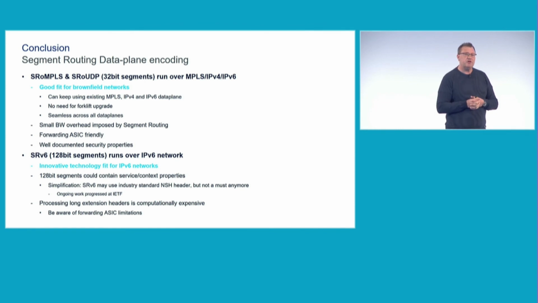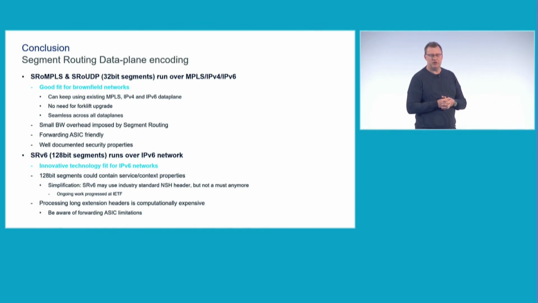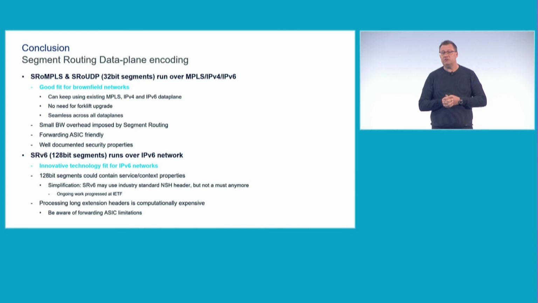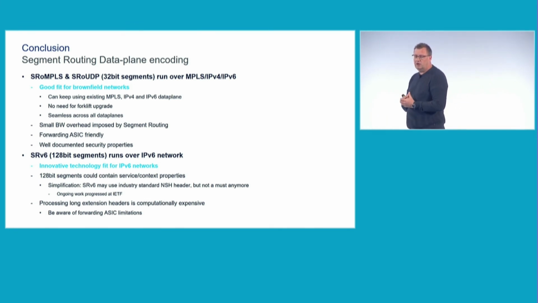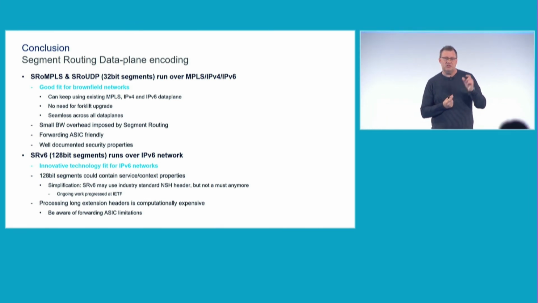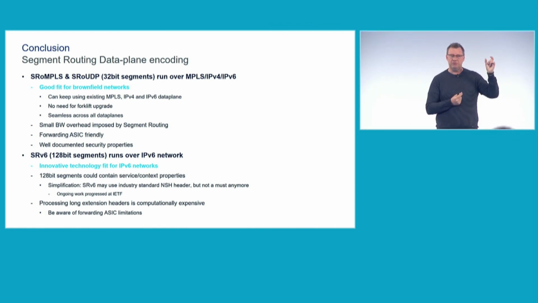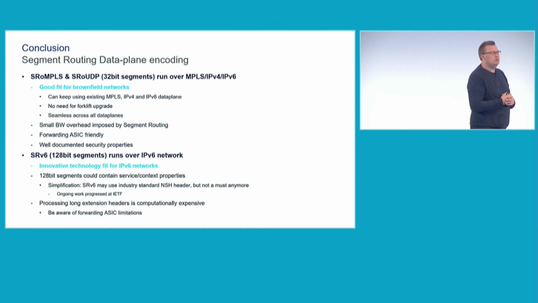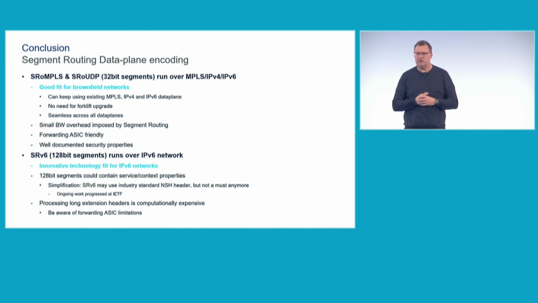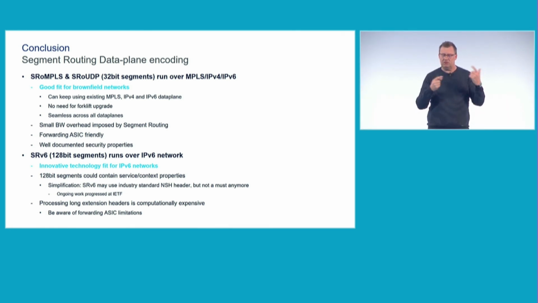Going for segment routing v6 with 128-bit segments, it's a very innovative way, which is very useful if you have a greenfield IPv6 network. It gives you the benefit that you have the capability of imposing context upon the address itself. That is something new, something cool, that you can do. The other thing I would like to make you aware of is that because of the property of doing special behavior upon very long addresses, it has ASIC implications. So you need to be aware of that also.